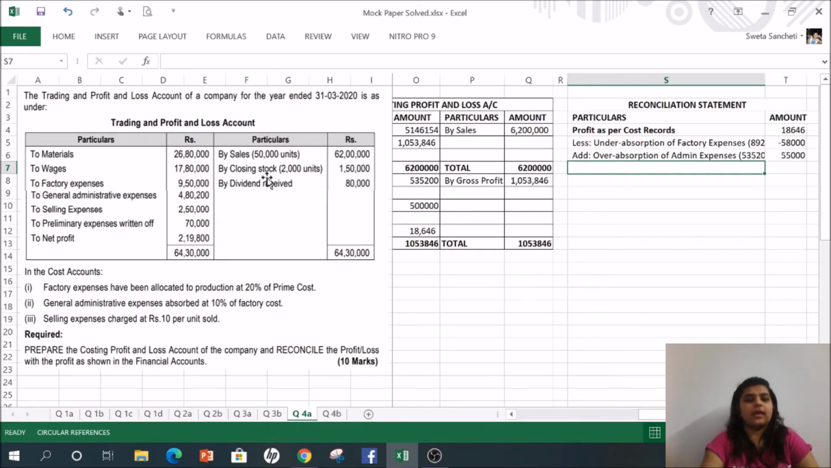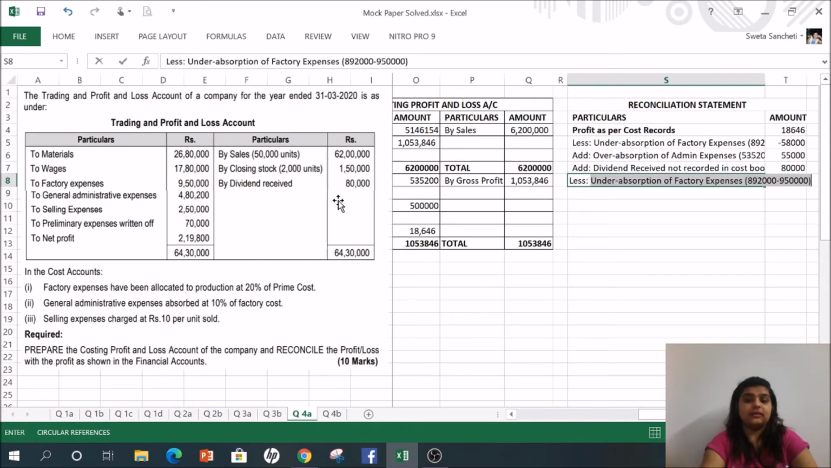Next is we have certain income which is not recorded in our cost books but recorded in the financial book. Cost book, financial book. Now financial book income is recorded, so financial profit is more, whereas cost profit is less. I have to go from here to here, so I will add back dividend received not recorded in cost books. So that would be 80,000. Similarly, if income is added, the expenses would be deducted. Preliminary expenses written off.